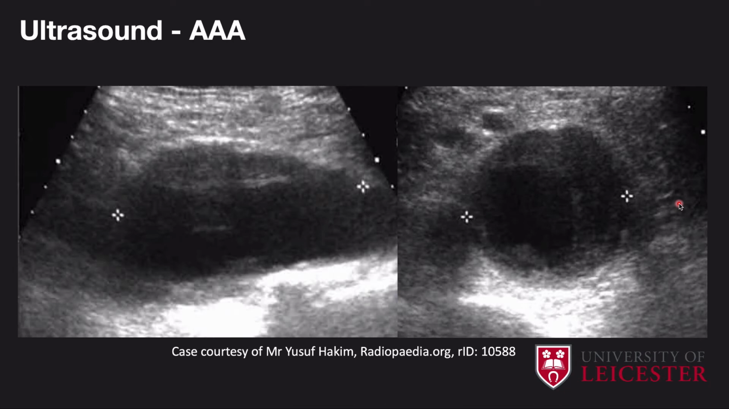Let's look at an example of an ultrasound image. This is an abdominal aortic aneurysm picked up on a screening ultrasound. The image on the left here is the aneurysm displayed lengthways, and the image on the right is an image of the aneurysm in cross-section. Ultrasound is the screening tool of choice for an abdominal aortic aneurysm. It tells you whether a patient has an aneurysm or not.